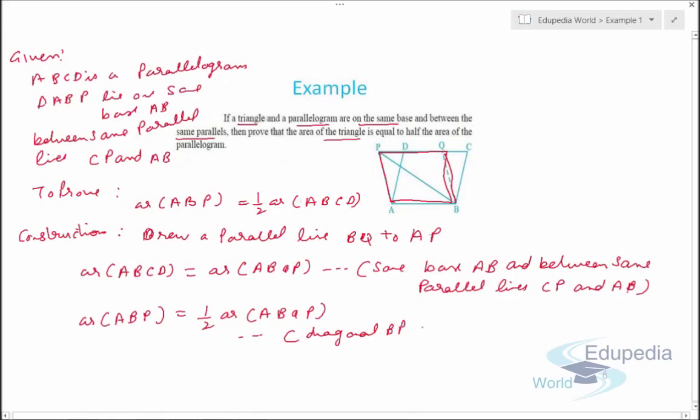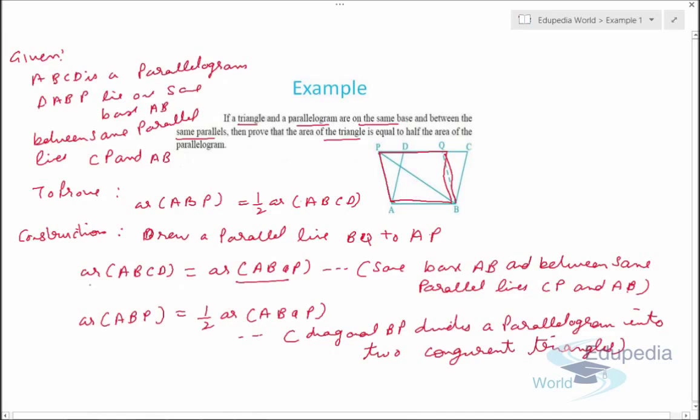Why? Because diagonal BP divides a parallelogram into two congruent triangles. So now since area of ABQP equals area of ABCD, we can say that area of ABP will be half of area of ABCD. So this is how we can prove these types of questions.